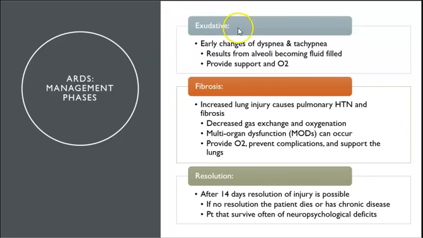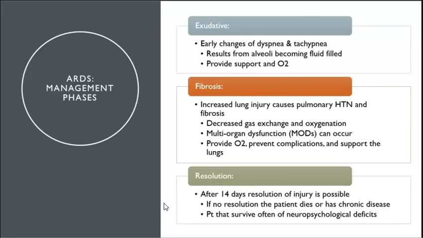So we could start up here. Maybe they have some pneumonia. Maybe we put them on the wrong antibiotic. Who knows? Well, the more inflammation that occurs, the more fibrosis that is going to happen. The alveoli start to collapse. From there, you're going to have decreased oxygen to the tissues. Hopefully we caught it in time and we get this resolution. It's going to take a while for a full recovery, but after 14 days, it can happen. If no resolution, the patient's likely going to die and have chronic disease.